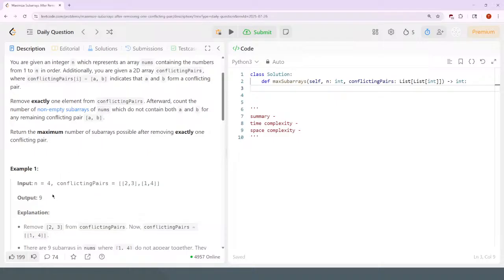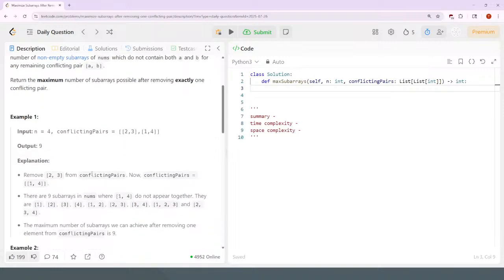Alright, so let's see the first example here. If n is 4, that means you should have an array that's 1 to 4. And you have conflicting pairs [2, 3] and [1, 4]. You can remove one of these entries. So if you remove [2, 3], your conflicting pairs is now just [1, 4]. And then there's 9 subarrays where 1 and 4 do not appear together.